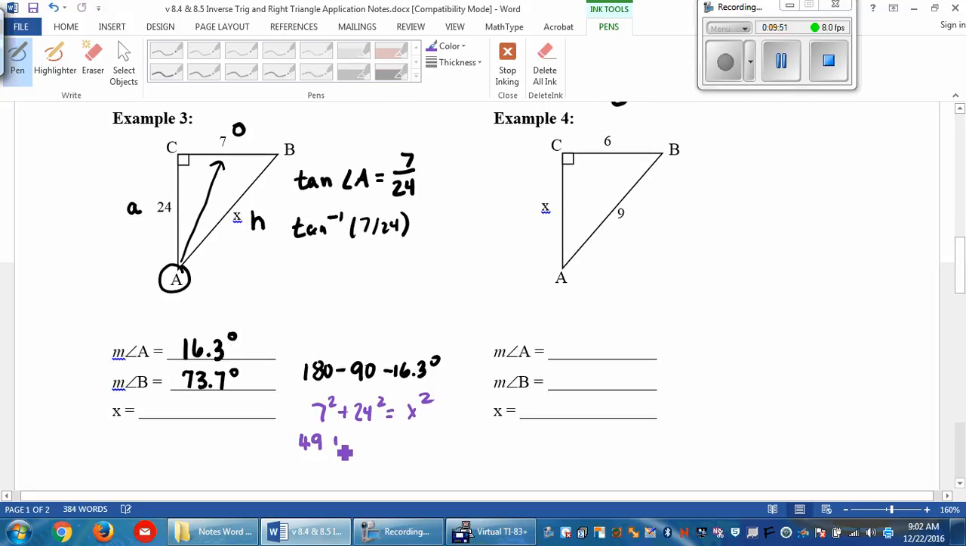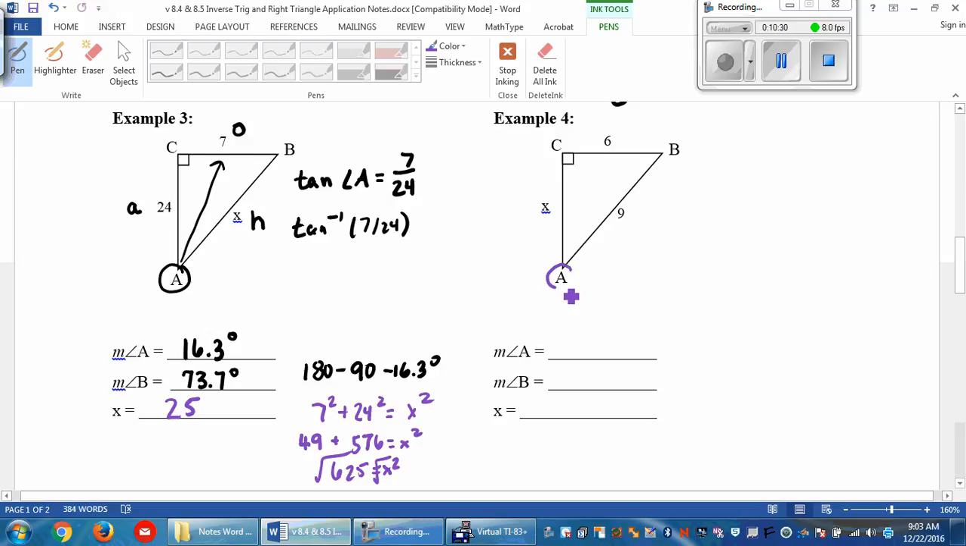49 plus 24 squared, 576 equals x squared. Add them up, get 625. And if you remember from your list, when you root it, your answer is 25. Why don't you try pausing the video and try number 4 on your own and see how well you did for it. So good luck. Pause it and see if you can mirror image what we just did for number 3.